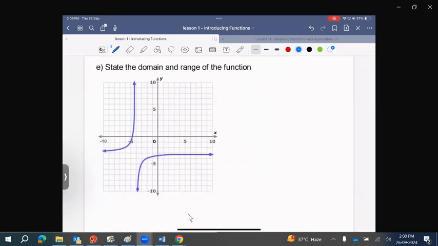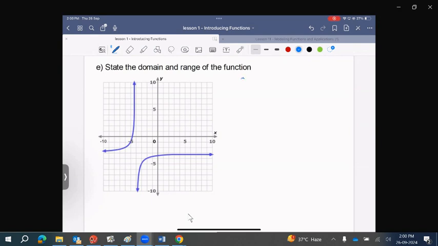Ooh, this one's a little bit trickier. So we need to state the domain and range of this function. Let's have a little look at it. What are the excluded values? I'll go straight into this one. We have some values here that are excluded. Y equals -3.